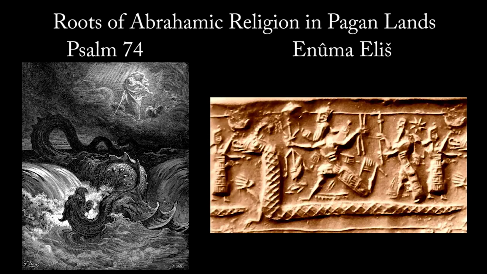So there you have it, the roots of the Abrahamic religions in pagan lands, or at least an introduction to it. There are many, many more examples as you look deeper, like the story of Yahweh slaying the sea dragon Leviathan in Psalm 74. This is directly taken from the older Babylonian story called the Enuma Elish, which has the story of Marduk slaying the sea dragon Tiamat. Leviathan and Tiamat are the same.